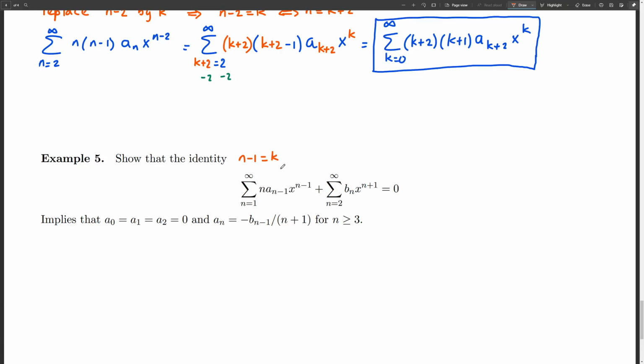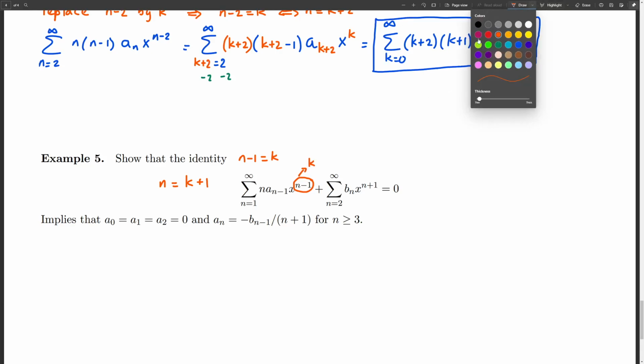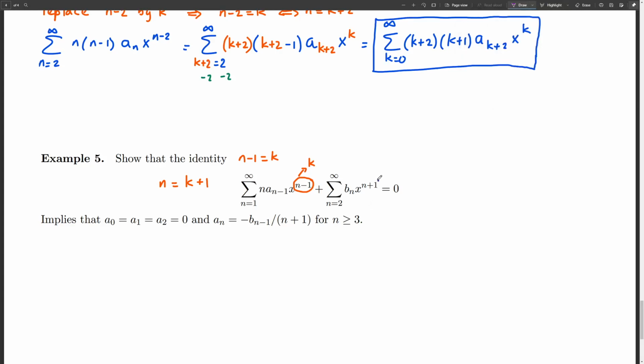And so that means that k, or that n, equals k plus 1, right? So n minus 1, I want to change that into a k. And for the other power series, I want to replace n plus 1 by k. And so that means n plus 1 equals k, or n equals k minus 1.